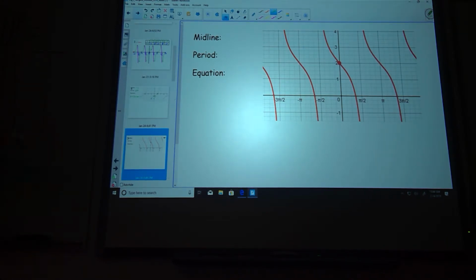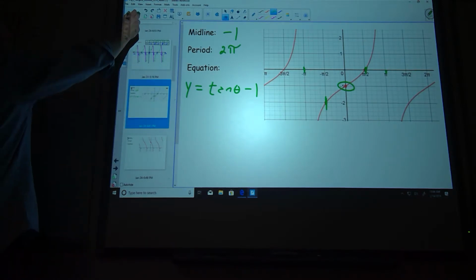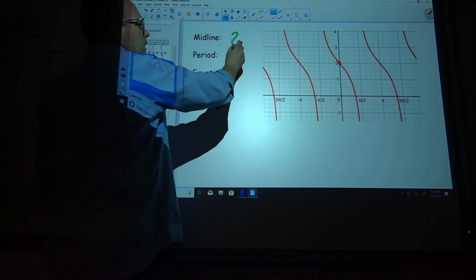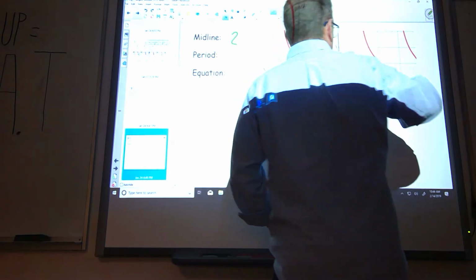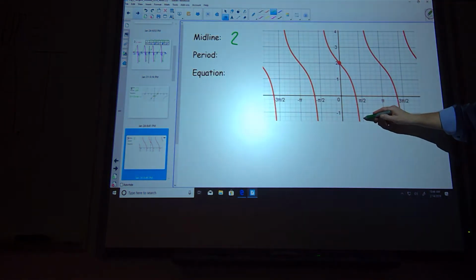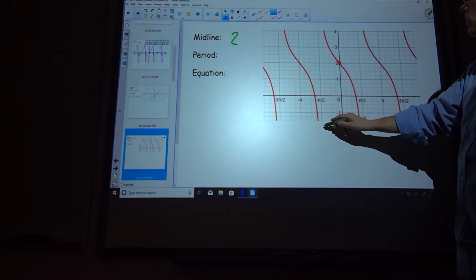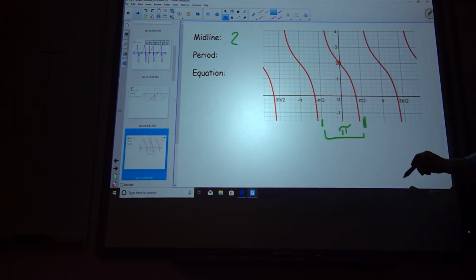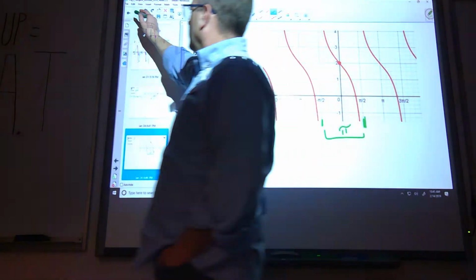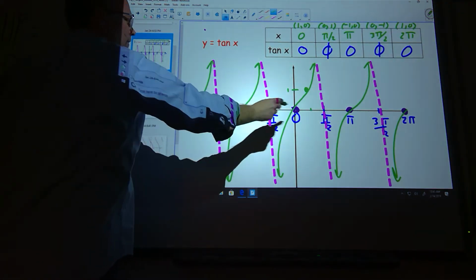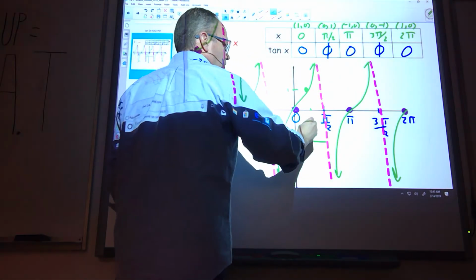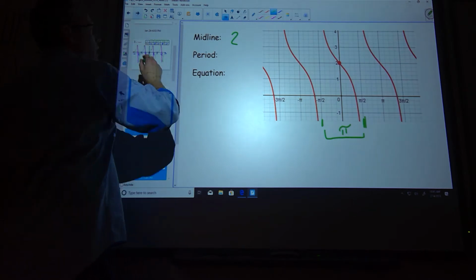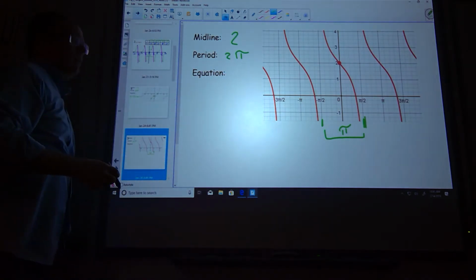So item 2. Does this graph look a little bit different than this graph? It's negative. And what does my midline appear to be on this one? Positive 2. And it's crossing there still. And so if I go from here, pi over 2, to here, that's only a distance of pi. Is that right? Let's go back to my original. So between here and here, we have a distance of pi. So that works, I'm checking that. So my period is still going to be 2 pi.